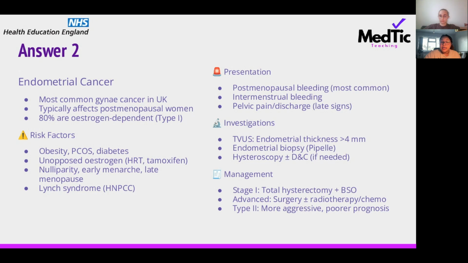Management, so most likely for stage 1 it's a total hysterectomy with bilateral salpingo-oophorectomy, and then management can change depending on if radio or chemo is required, depending on the stages. But yeah, well done for those who got C.